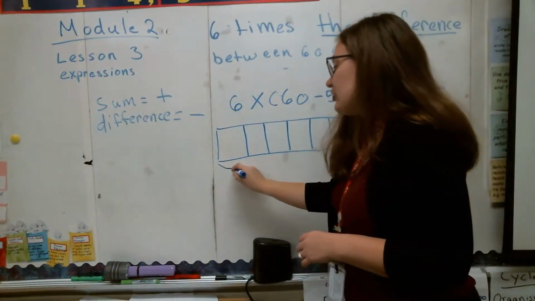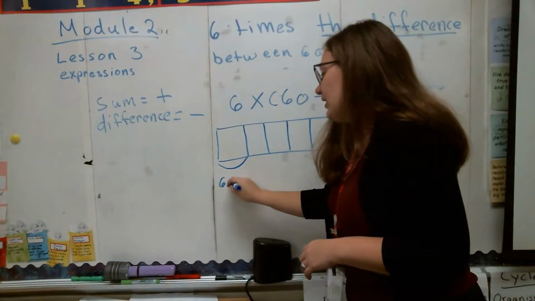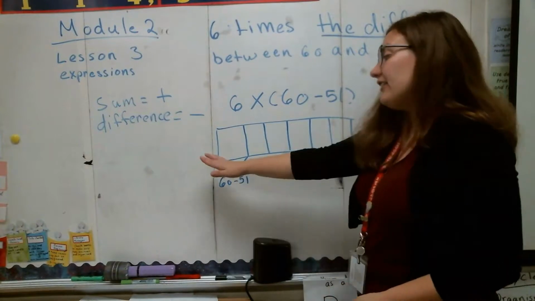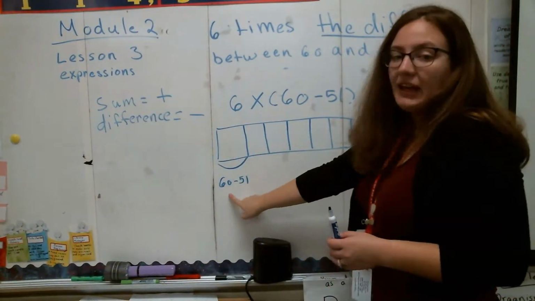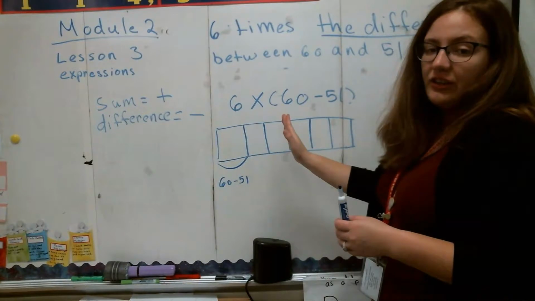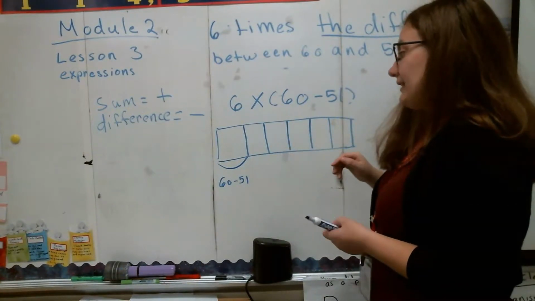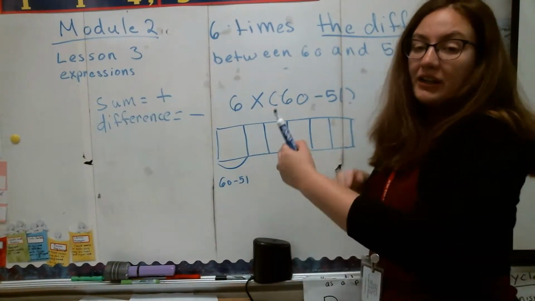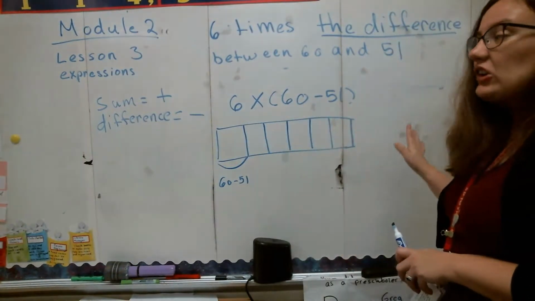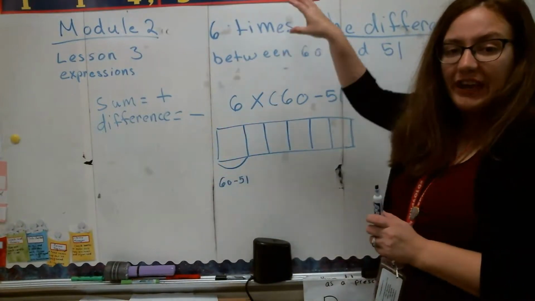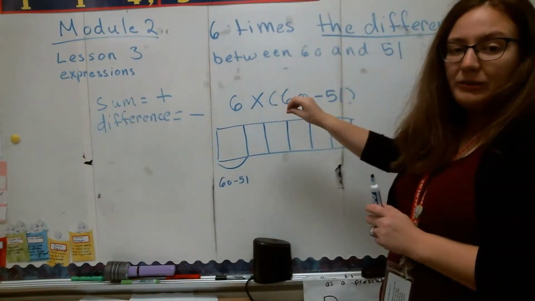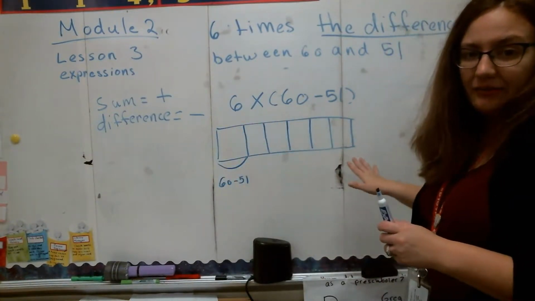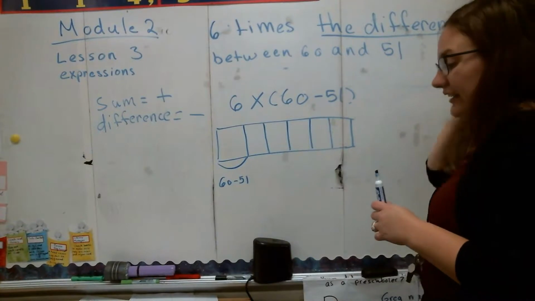So that means that each of these groups right now, I could label as 60 minus 51. I don't have to actually go through and label each one. If I label one, I know then that each of these is equal to that same thing. So this is 60 minus 51, this is 60 minus 51, this is 60 minus 51, and so on. So again, this is all you need to do for this problem. We were just taking the word form, writing it as a numerical expression, and then writing it as a tape diagram. All right, let's move on to our next problem.